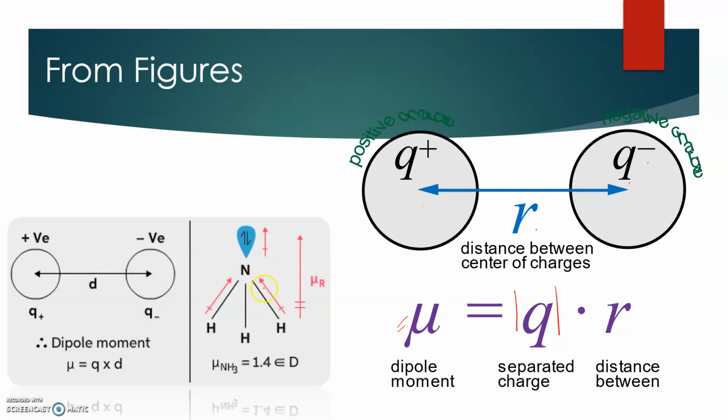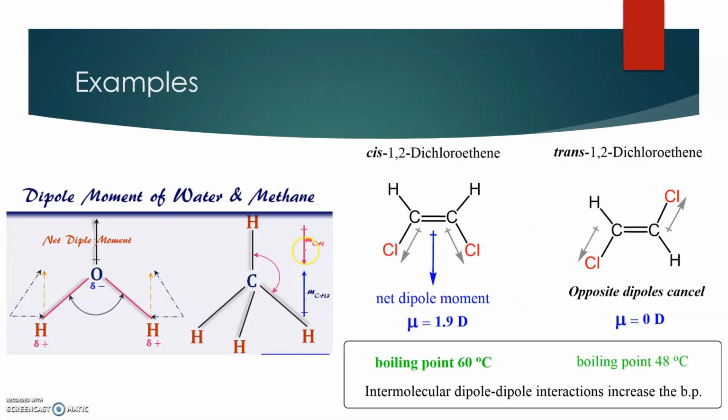For example, for ammonia, NH3, we see that nitrogen is the more electronegative atom. The electron density shifts towards nitrogen, and ultimately the dipole moment is towards this direction, correct? And it has a specific value of mu, that is the dipole moment. Here I have also shown other examples: water, how the net dipole moment varies, and the methane, CH4 molecule.